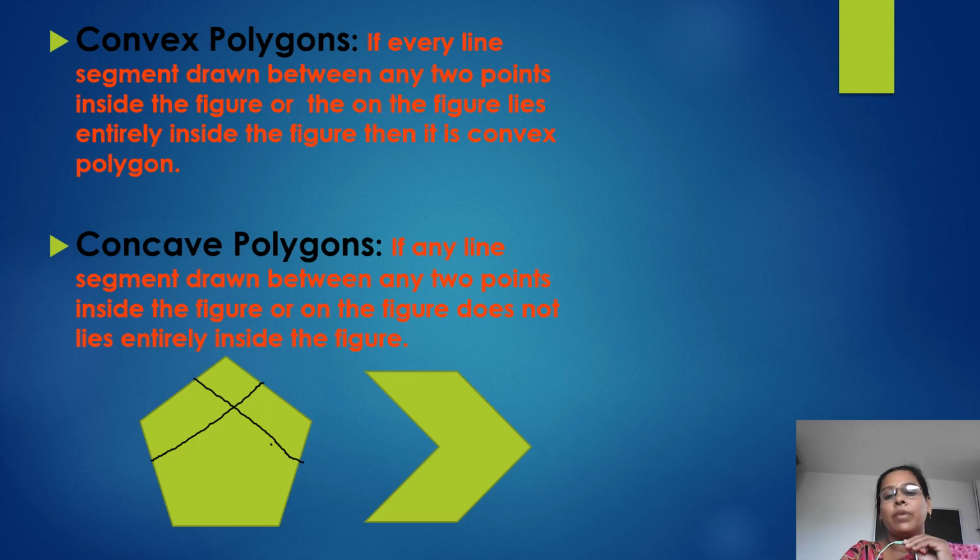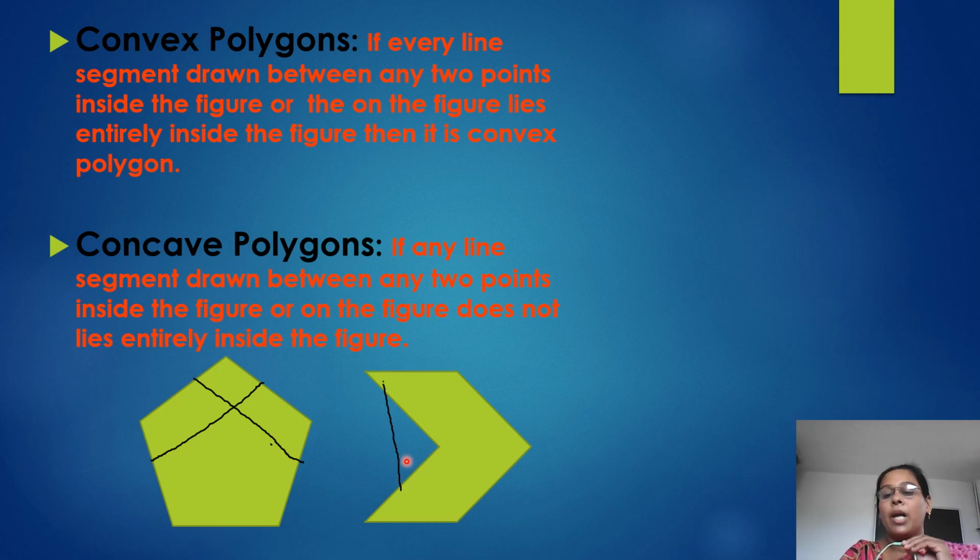See the second figure. In the second figure, here we consider 1 point and join it to the other point. Now in this segment, see here, this part of the segment is on the exterior side, in the exterior part of this figure. It is not in the interior part. That's why you can say that it is a concave polygon.